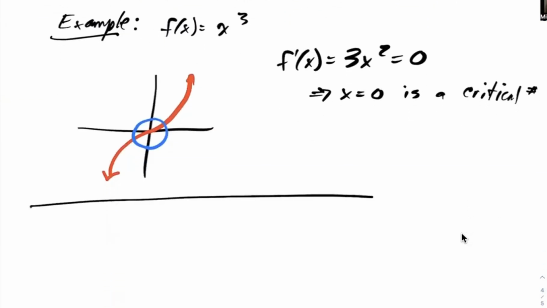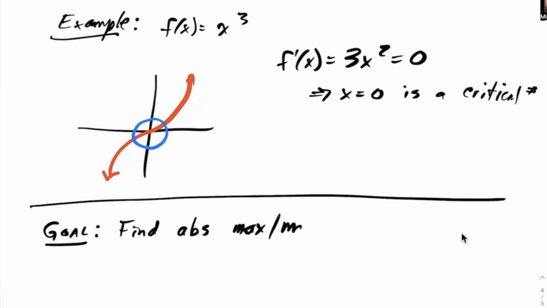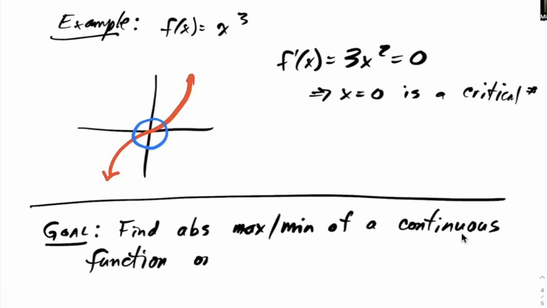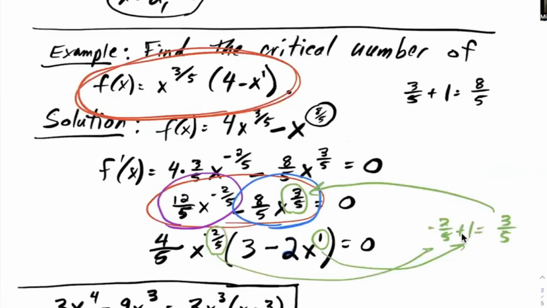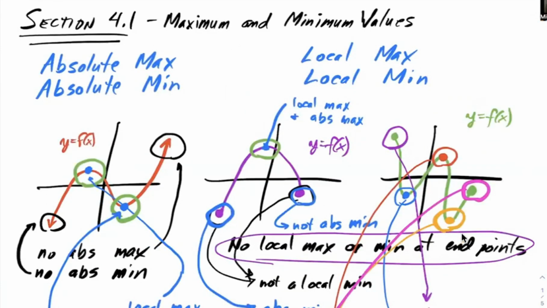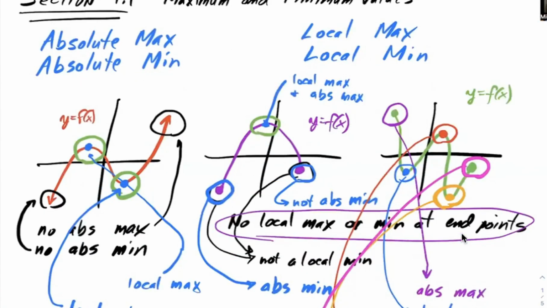Okay, the last idea we have to discuss here is the following. Think of this as a goal. Sometimes you'll be asked to find absolute max and min values of a continuous function on a closed interval. So this relates back to the very beginning of the discussion. Let me go back up to my slides. Remember the purple graph in the middle and the green graph on the right, they had ends to them. They didn't go on for infinity.